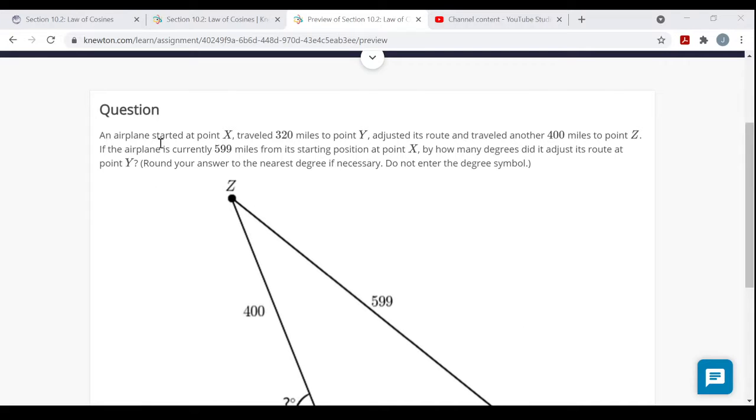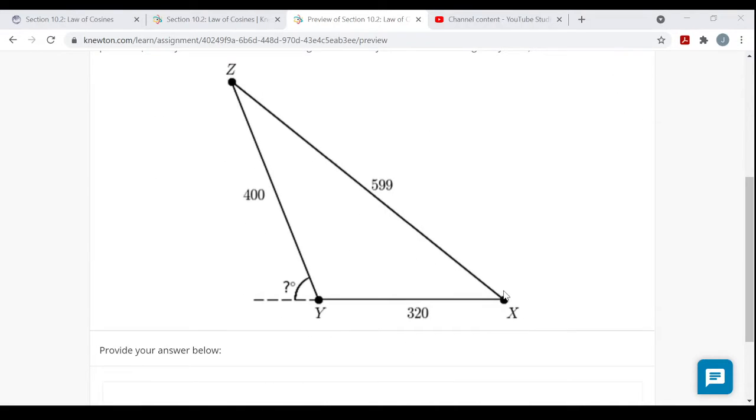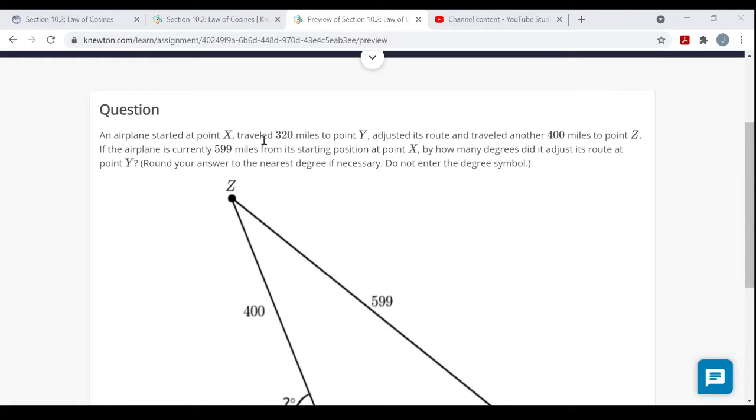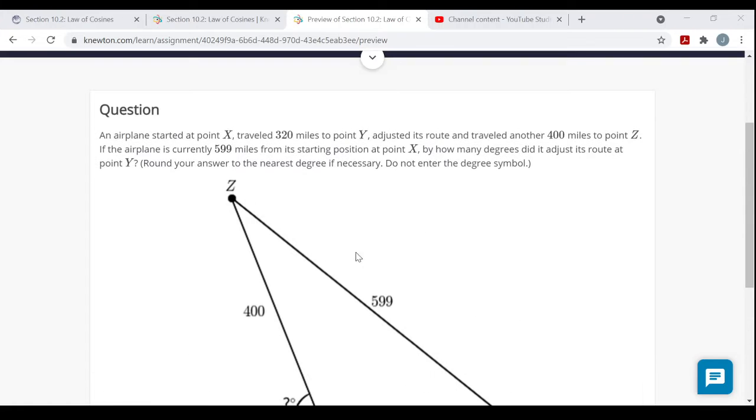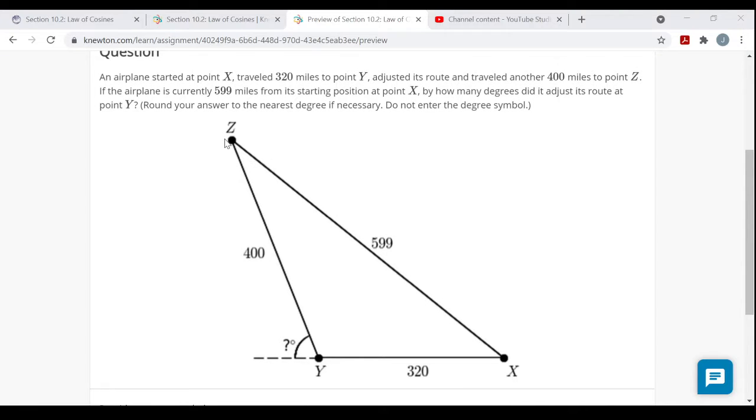So here, an airplane started at point X. Right, so started at point X. Traveled 320 miles to point Y. Adjusted its route and traveled another 400 miles to point Z. If the airplane is currently 599 miles from point X, by how many degrees did it adjust its route at point Y? Round your answer to the nearest degree if necessary, and do not enter the degree symbol.